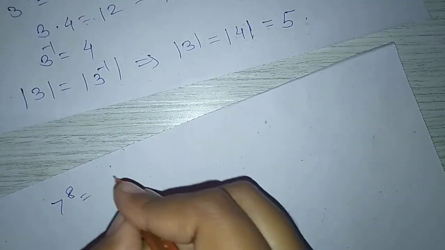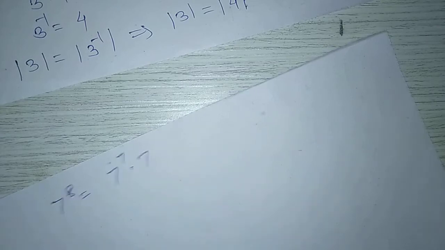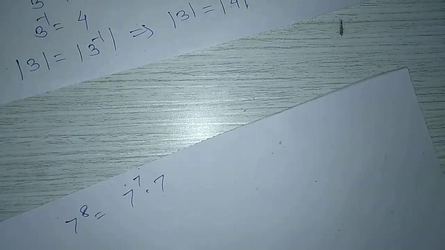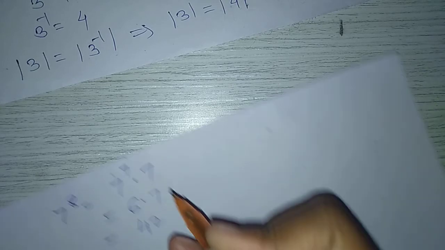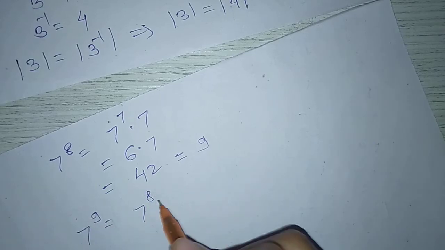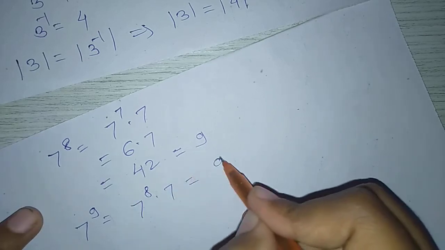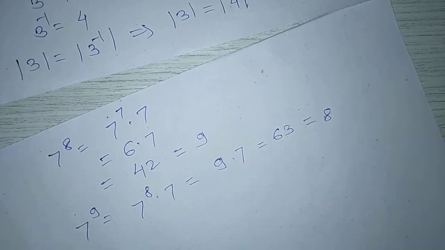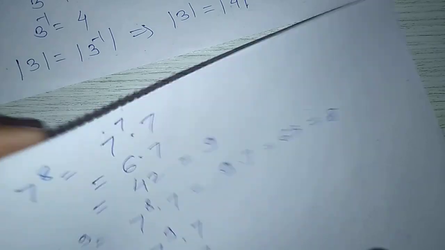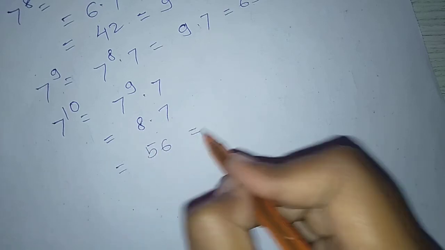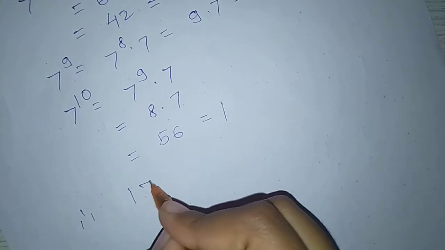7 raised to 8 equal to 7 raised to 7 into 7. 7 raised to 7 is nothing but 6. 6 into 7 we get 42 under modulo 11. 42 is 9. 7 raised to 9 equal to 7 raised to 8 into 7. 7 raised to 8 is 9, 9 into 7 equal to 63 under modulo 11. 63 is 8. 7 raised to 10 equal to 7 raised to 9 into 7. 7 raised to 9 is 8, 8 into 7 equal to 56 under modulo 11. 56 is 1.